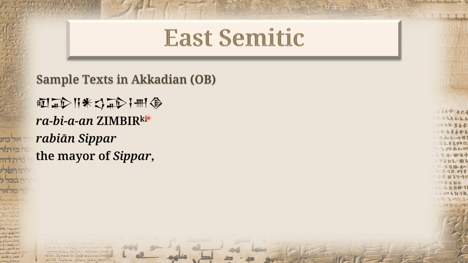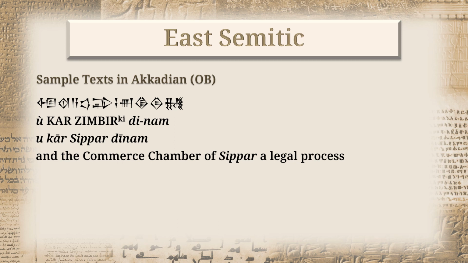The last sign is Ki, which is usually written after place names, and it's a determinative telling you that what's written before that sign is a place name, it's a city or a country, some kind of land. So Tsimpir, in Akkadian, Tzipar. Rabbiyan Tzipar, the mayor of Sippar. Ukar Tzipar dinam. And the commerce chamber, so karum is some kind of commerce chamber of Sippar. Dinam, a legal process. So they did something with a legal process. Again, the verb will follow at the end of the sentence.